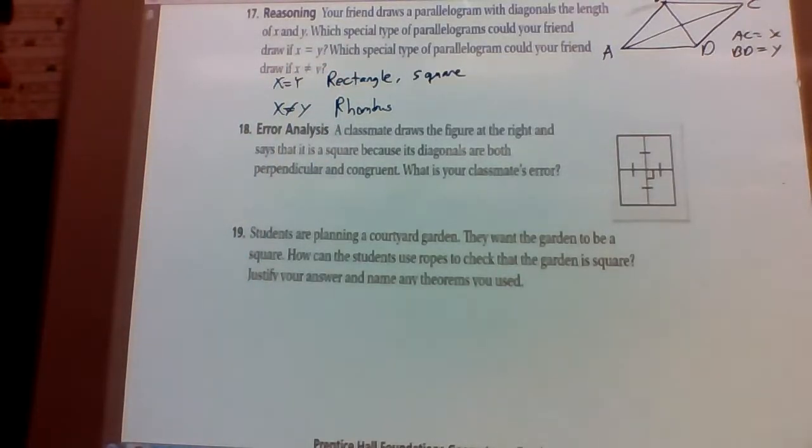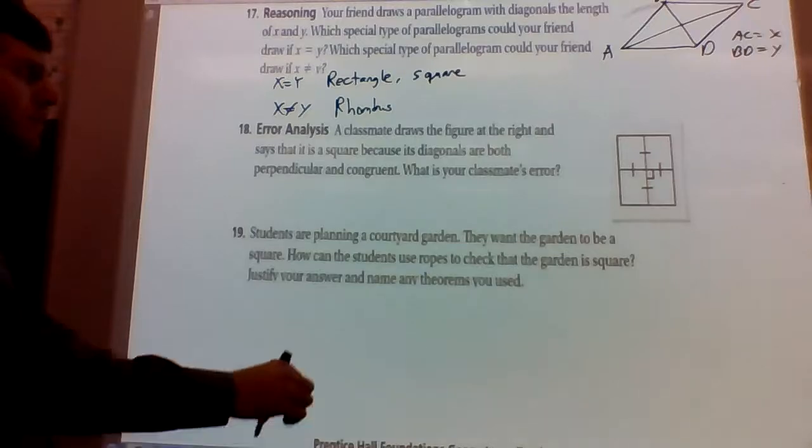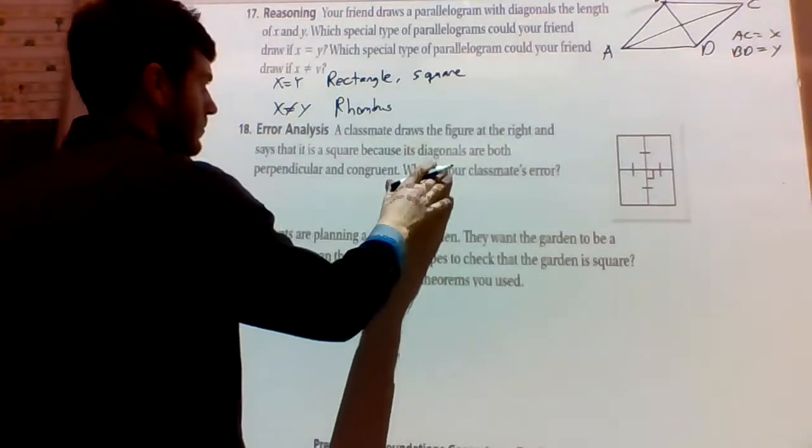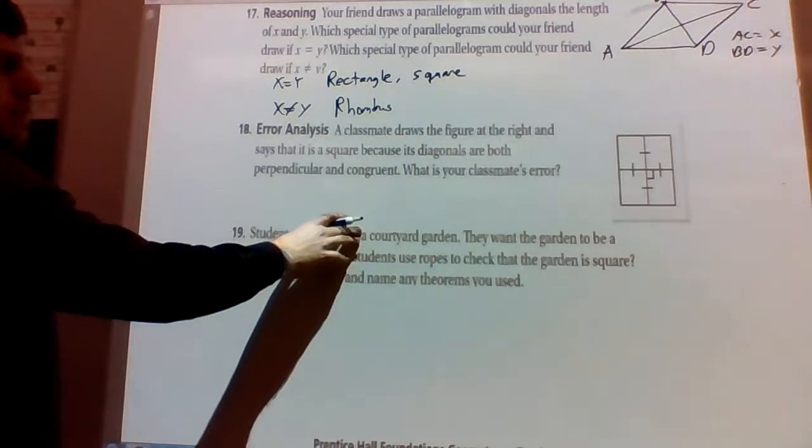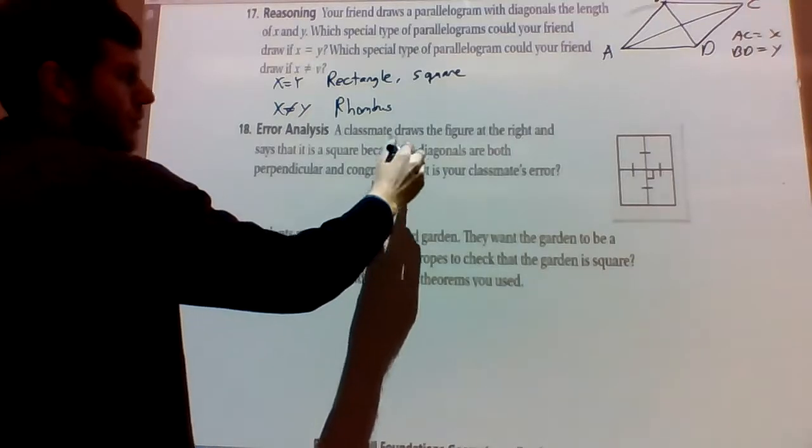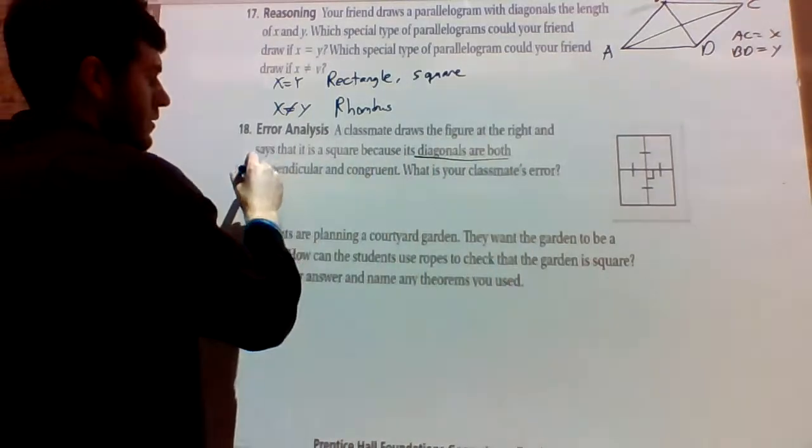Error analysis. A classmate draws the figure at the right and says that it is a square because its diagonals are both perpendicular and congruent. What is your classmate's error? Well, his error is simply that he said its diagonals are both perpendicular and congruent.